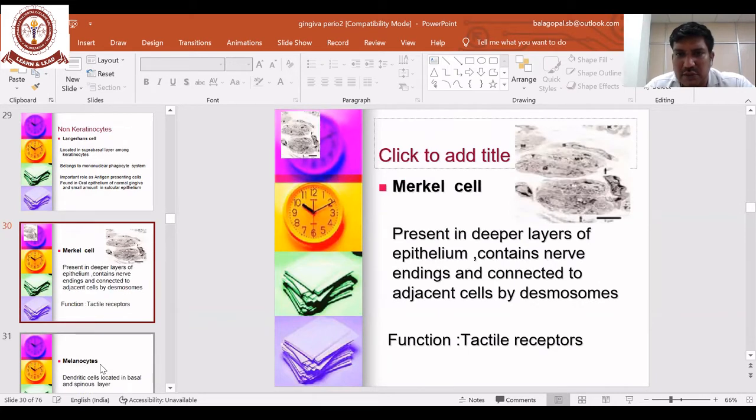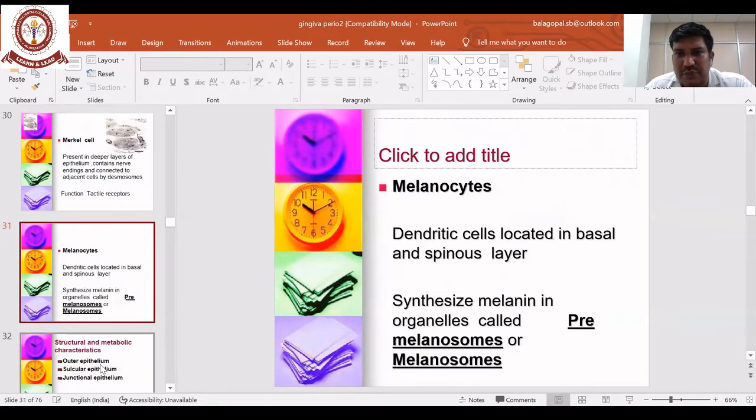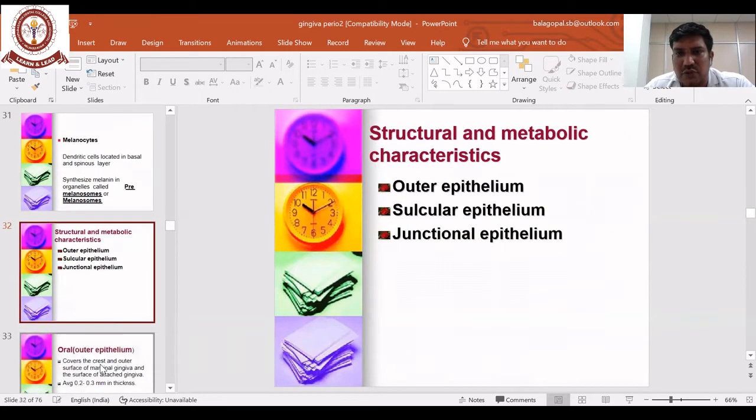We have Merkel cells present in the deeper layer of epithelium, containing nerve endings and connected to the adjacent cells by desmosomes. The main function of Merkel cells is as tactile receptors. So when we feel probing pain or anything, that is due to the Merkel cells present in the gingiva. The color of the gingiva is based on the melanocytes. These are dendritic cells located in the basal and spinous layer. They synthesize melanin in organelles called premelanosomes or melanosomes.